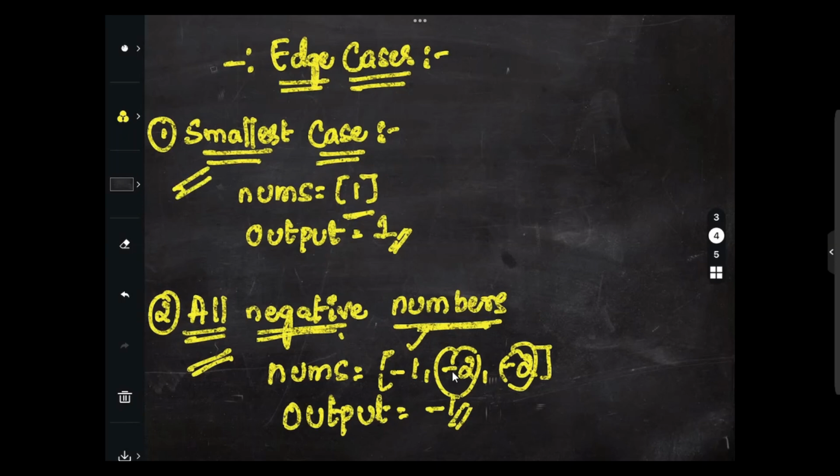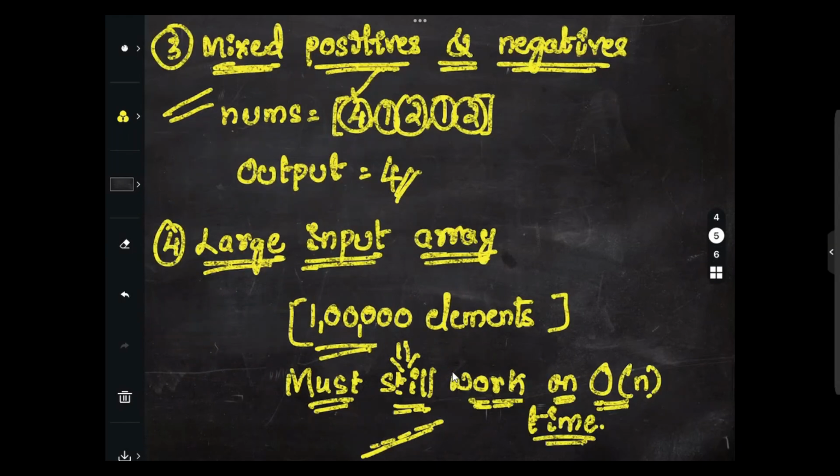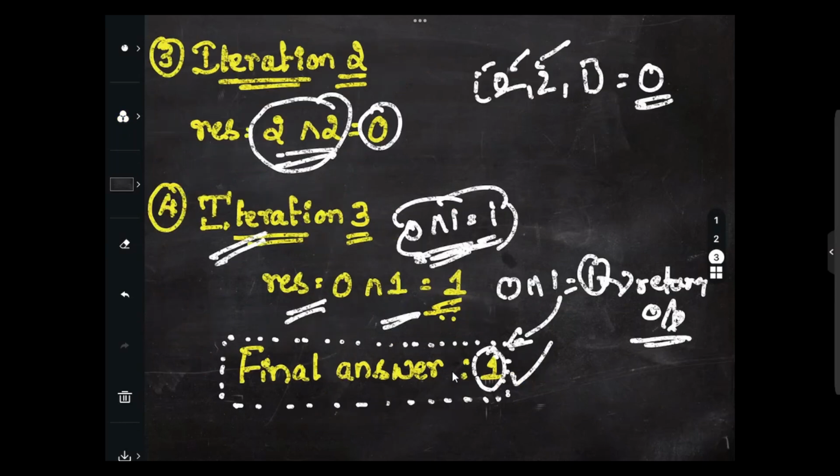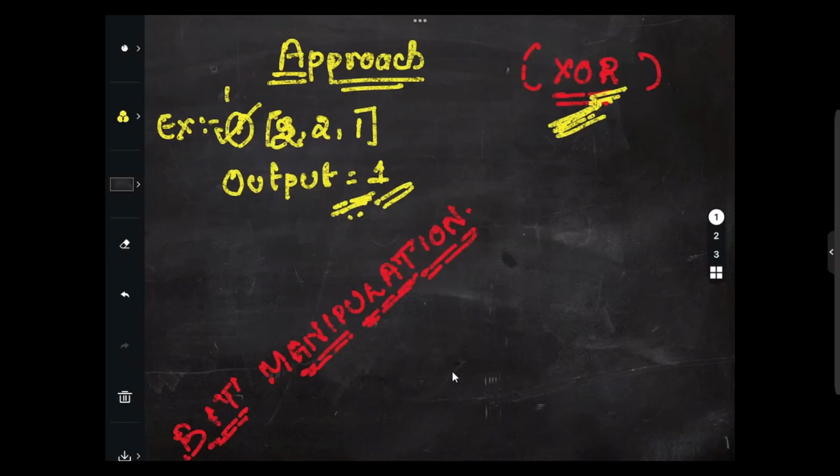The first one is the smallest case. The second is all negative numbers. The third is mixed positives and negatives. The fourth is a large input array. I hope the approach and the edge cases that we discussed are completely clear. Now let's start writing the code.